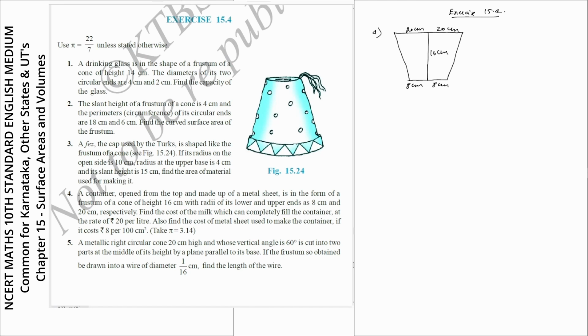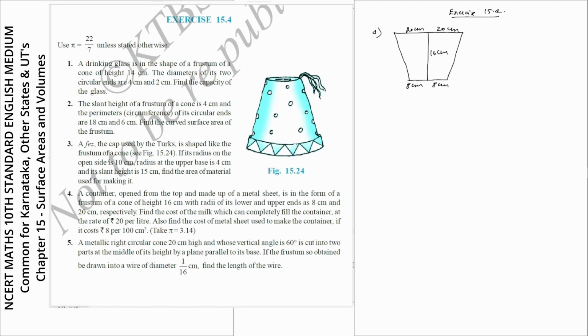So the figure is like this. There is a frustum of a cone. The container is in the form of a frustum of a cone whose top radius is 20 centimeter and bottom radius is 8 centimeter. So if we fill this container with milk, what is the cost of the milk they are asking? Before finding the cost of the milk, I should find the volume of the frustum. First understand the question and then proceed.